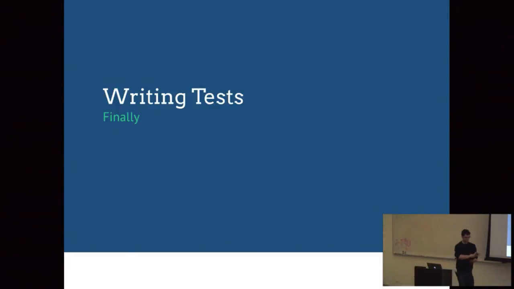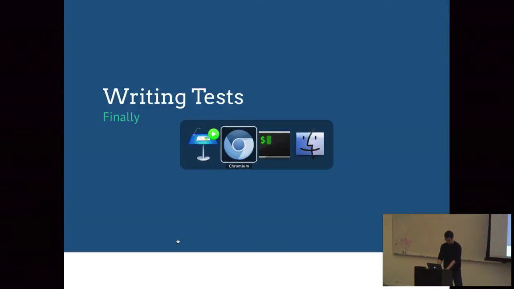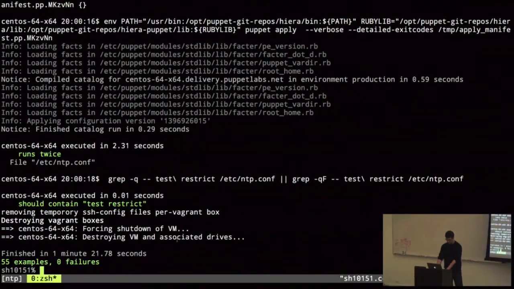And finally, on to writing tests, with 30 minutes to go. Let's check on our tests running again. Oh, it finished in 1 minute and 21 seconds. The whole spin up probably took 3 or 4 minutes to install Puppet, and the tests themselves took 1 minute, 21 seconds. 55 tests.